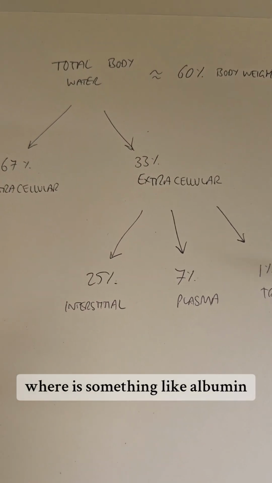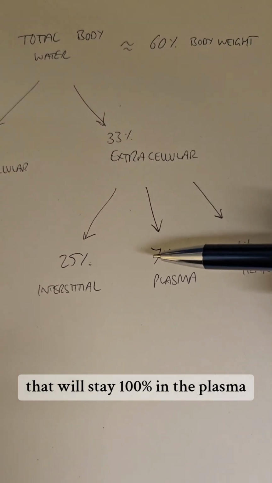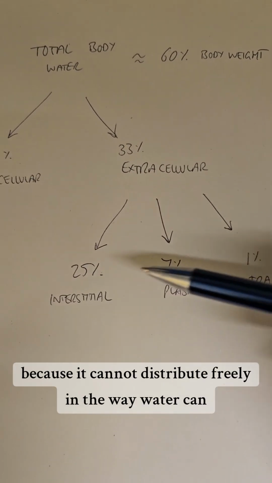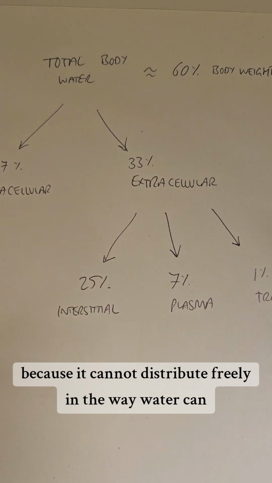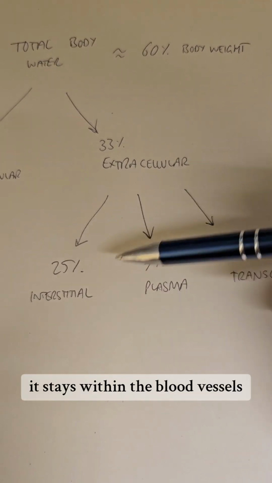Whereas something like albumin, if you give a litre of albumin, that will stay 100% in the plasma because it cannot distribute freely in the way water can. So it cannot get into the cells, it cannot get into the interstitial fluid, it stays within the blood vessels.